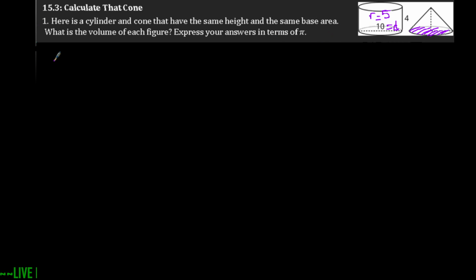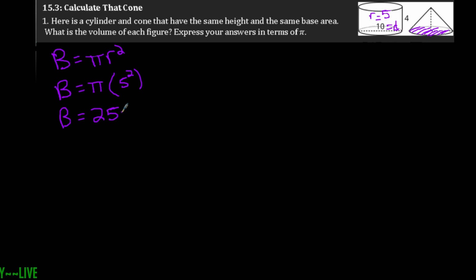So all right, first off, find the area of the base. Our big B is going to be equal to pi times the radius squared, which we said is going to be pi times 5 squared, because that's our radius. So that means our area of each of these bases is going to be 25 pi.